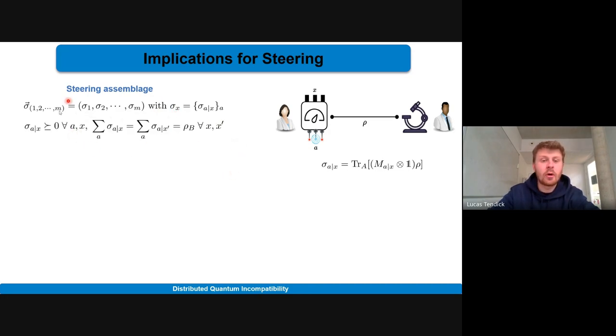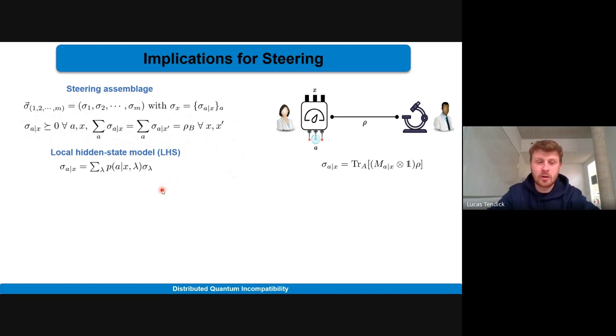And what we're interested in is the mathematical structure of these sigmas, where you can see this as a no signaling constraint, that Bob should not be able to guess the label of X if he's unaware of the outcome A. And the central question in steering is whether there's a local hidden state model.